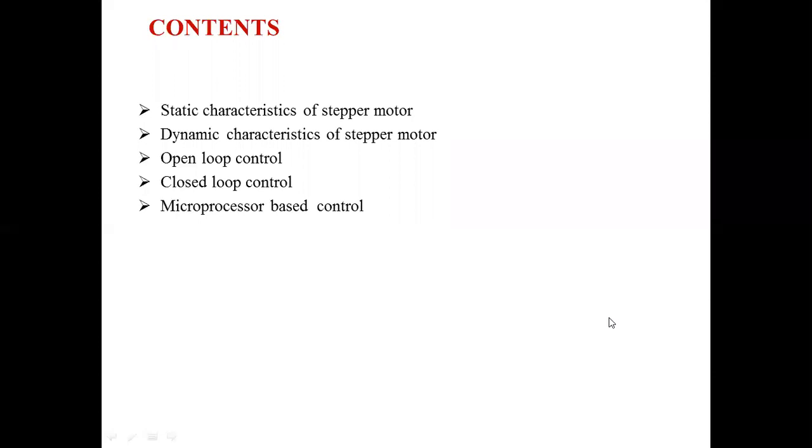Next, if you go for the dynamic characteristics, these are the characteristics which we observe on running condition. Whenever the motor is running, if suddenly the load is increased, automatically the torque increases. With respect to the torque, the current value also increases. Here, the dynamic characteristics of the motors can be observed while running the motor.